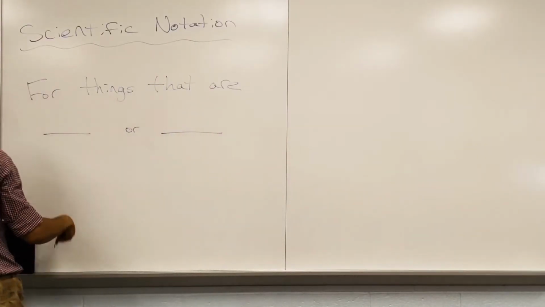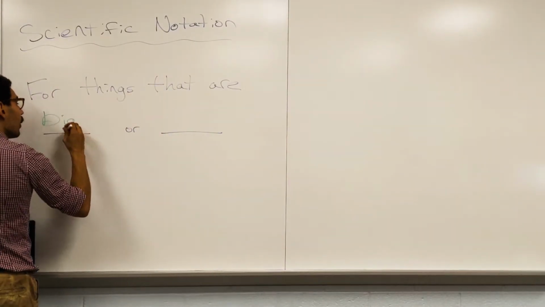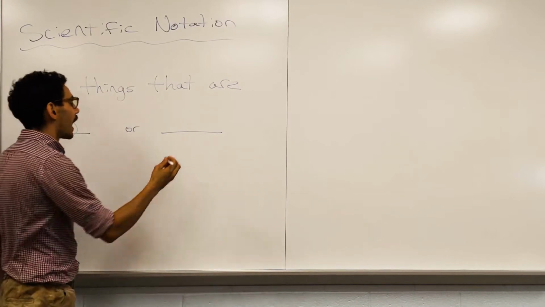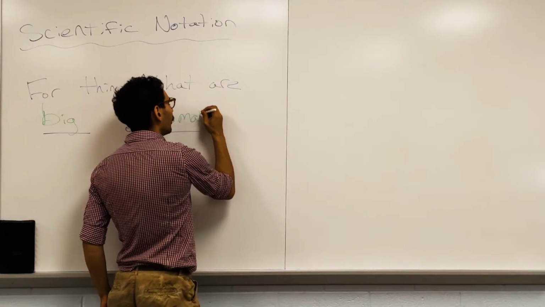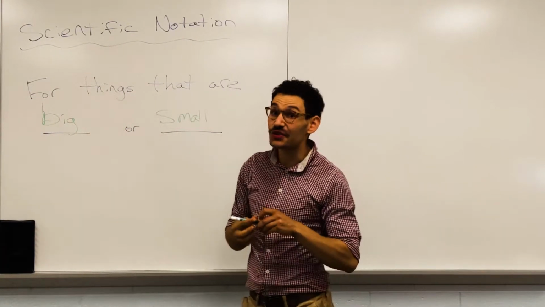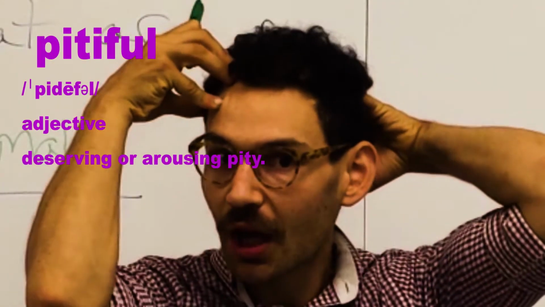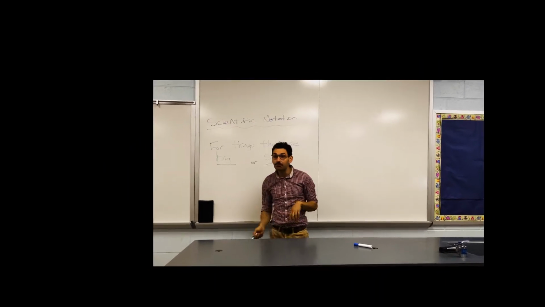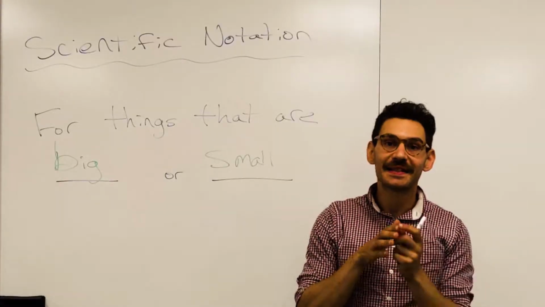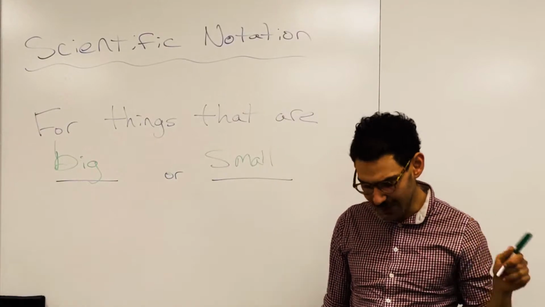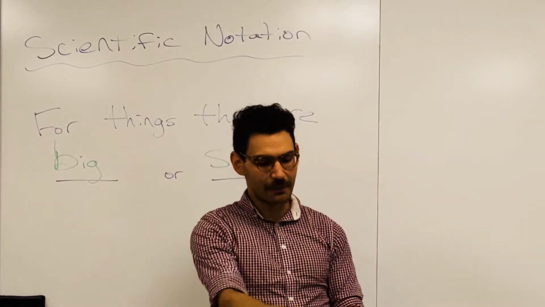Scientific notation we use for things that are very, very big, or things that are very, very opposite of big, small. So if I'm trying to describe something that is super huge, probably larger than my pitiful mind can comprehend, or super small, then I like to use scientific notation. Let's talk about some examples of where that might come into play.